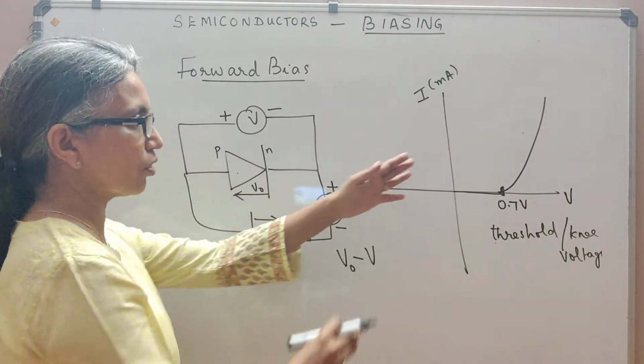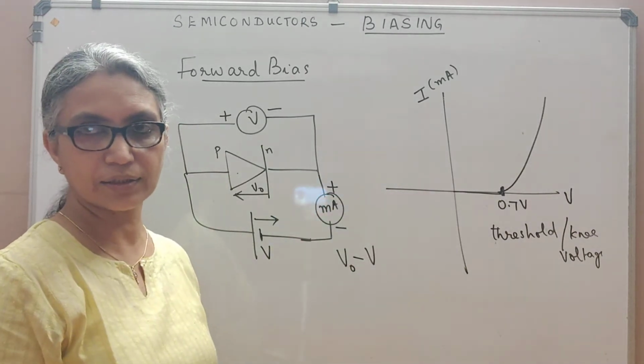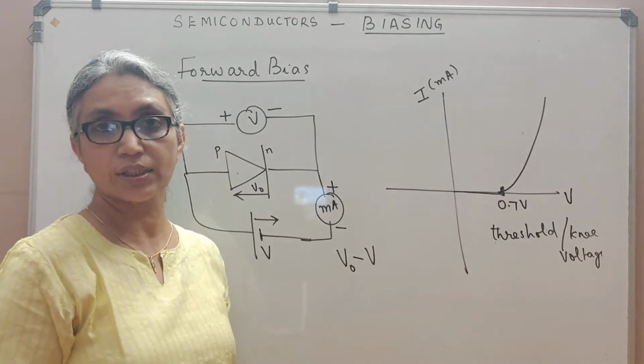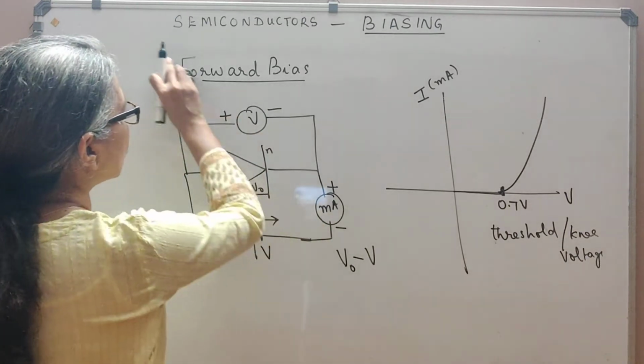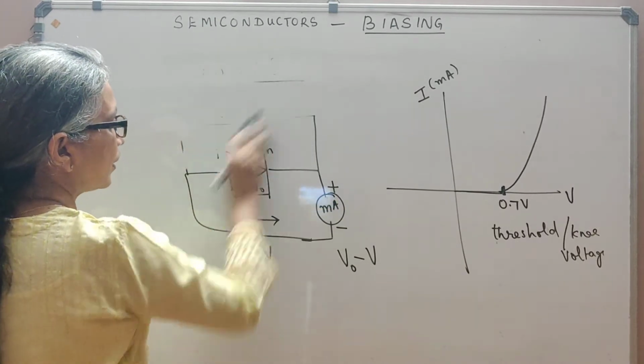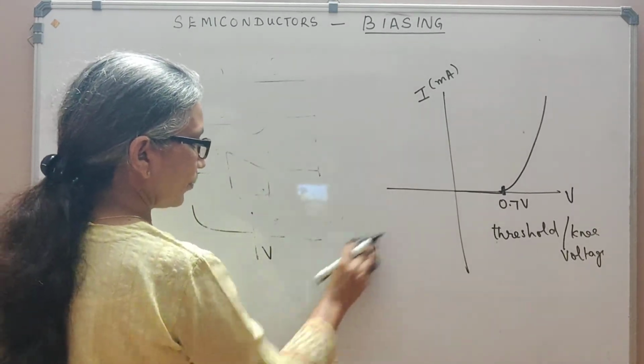And you see this is called the forward biasing characteristic. I also discussed the minority carrier injection in this. Now we go on to discuss the reverse biasing of a semiconductor diode.